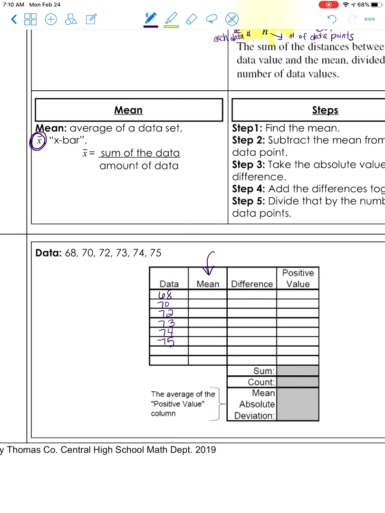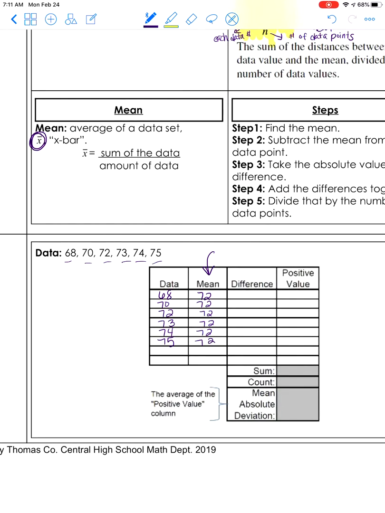When I added those up, I got 432. Now I want to divide that by how many data points I have. I have 1, 2, 3, 4, 5, 6. So I'm going to divide it by 6, and I get 72. So the mean, or the average of that data set, is 72. So I'm going to just write it in here.